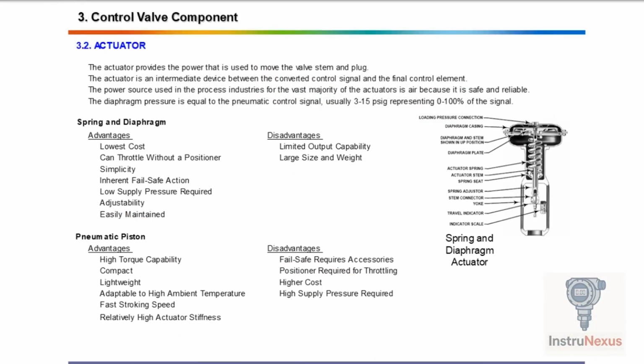Pneumatic piston actuators. Advantages: high torque output, compact and lightweight, performs well in high ambient temperatures, fast stroking speeds, offers relatively high actuator stiffness. Disadvantages: fail-safe action requires additional accessories, needs a positioner for accurate throttling, generally more expensive, requires higher supply pressure. Each type of actuator has its own strengths and trade-offs. Choosing the right one depends on the specific needs of the application, whether you need high torque, fast response, or simplicity and fail-safe operation. In the next segment, we'll take a closer look at how positioners enhance actuator performance.